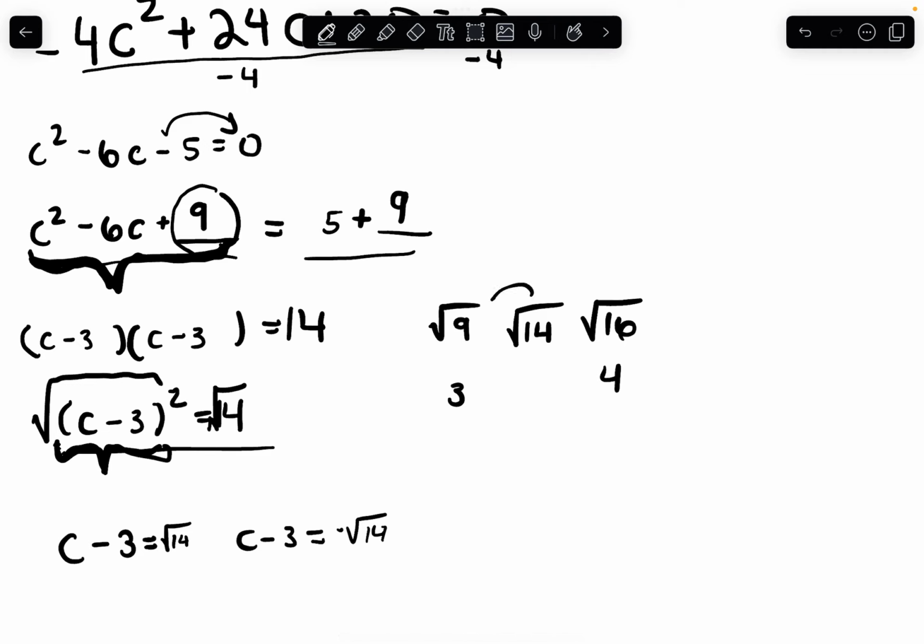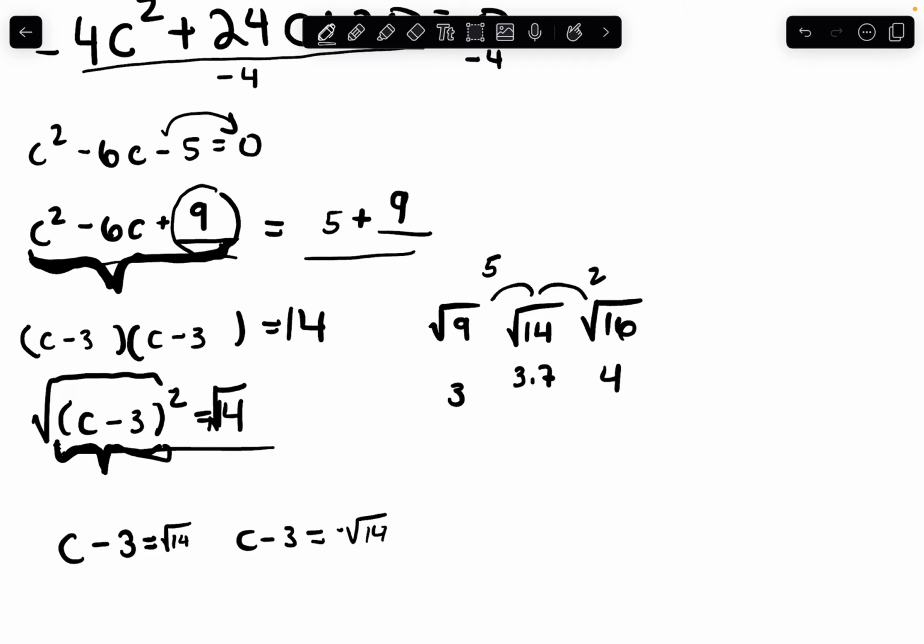If 14 was exactly dead center in the middle from 9 and 16, then my answer would be 3.5. But that's not the truth. The truth is that 14 is only 2 units away from 16, but 5 units away from 9. So again, if 14 was exactly between these two, my answer would be 3.5. But that's not true. Since we're closer to 16, it actually has to be greater than 3.5. I'm going to approximate this to 3.7.